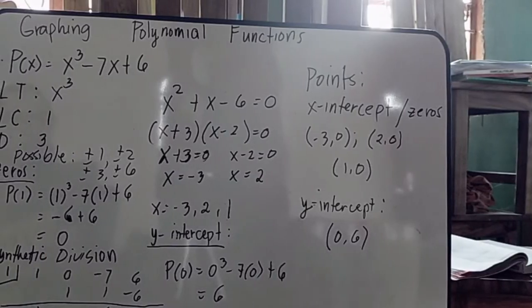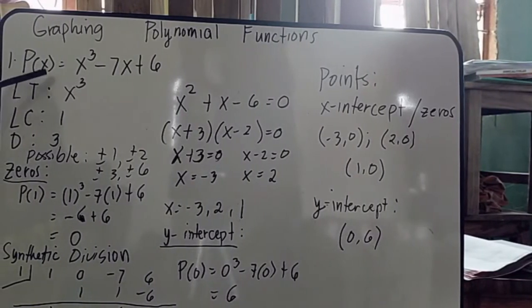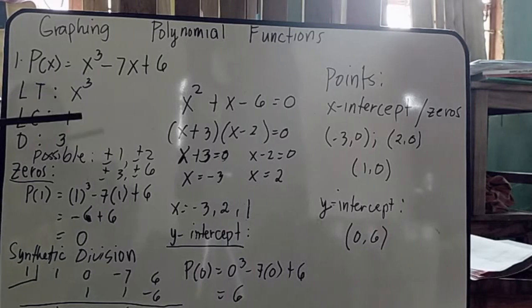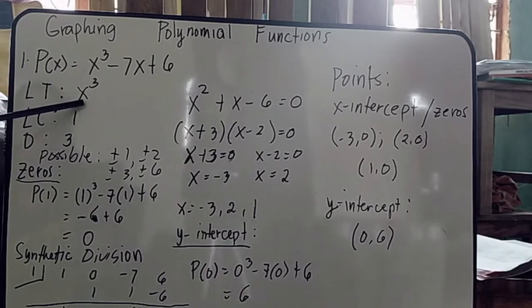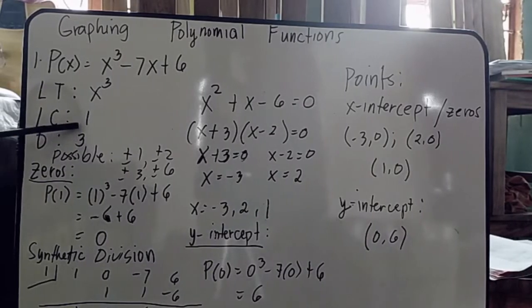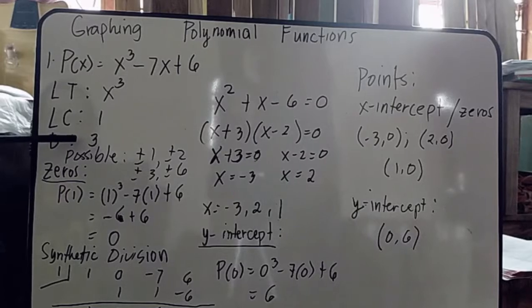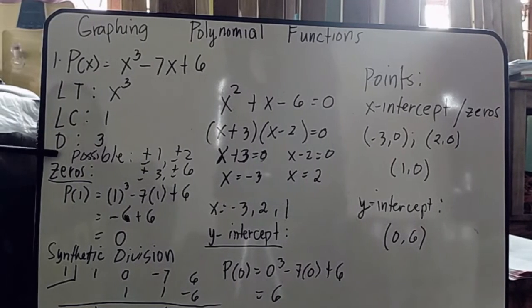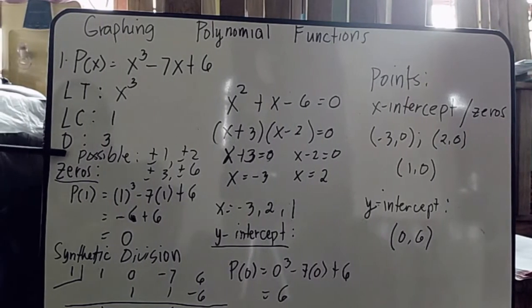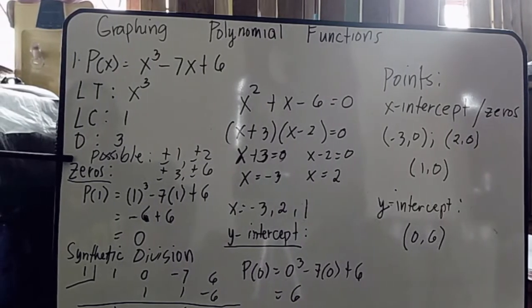To graph the polynomial functions. So, for example, we have p of x is equal to x cubed minus 7x plus 6. Now, the leading term is x cubed, and the leading coefficient from our leading term is positive 1, and the degree is 3. So, from this one, we can already have the overview, but we need definite points. So, to get the definite points, we are going to plot.